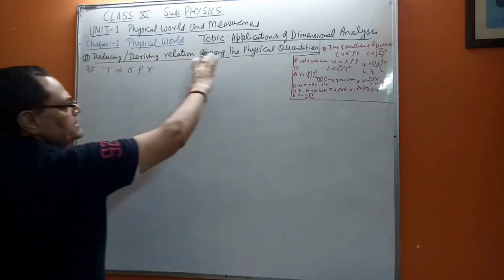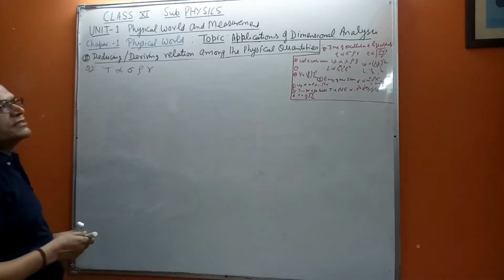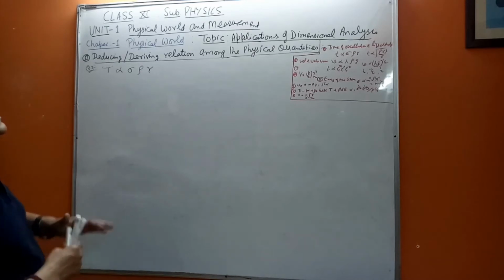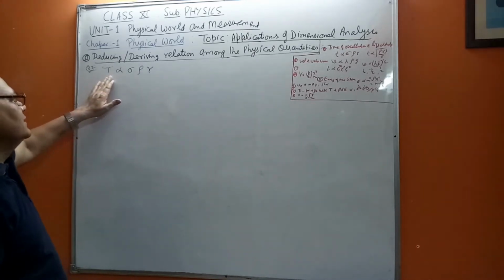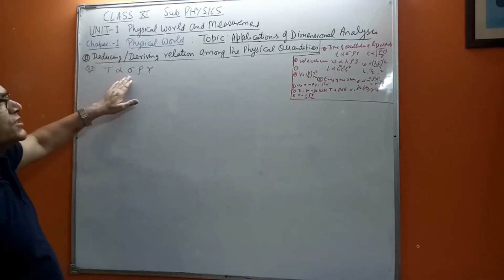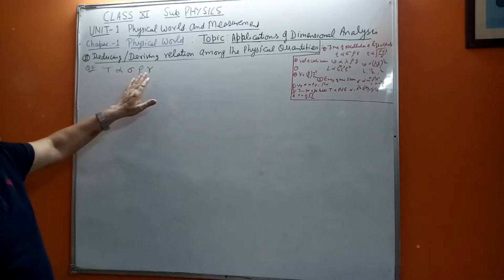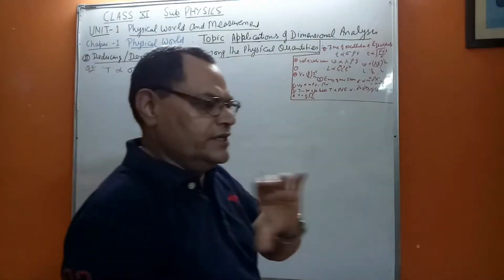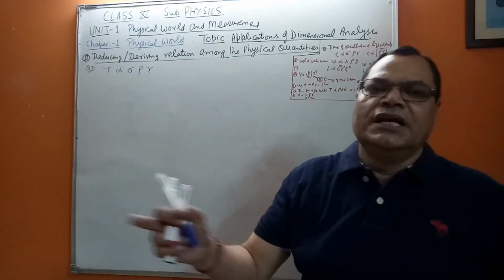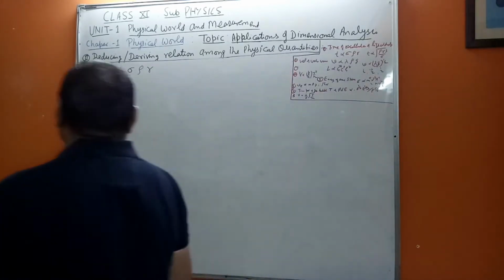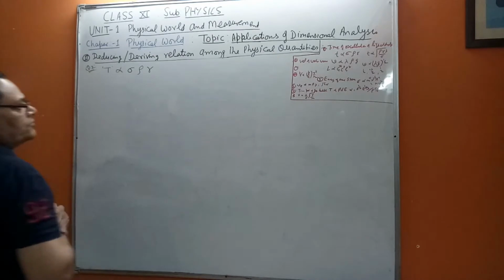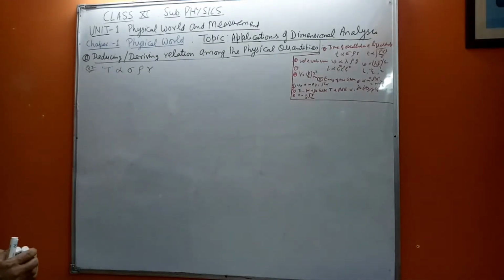There is a language actually, but I have not written it, I am just simply stating: the time of oscillation of a liquid drop T depends on the surface tension of the liquid and the density of the liquid, and of course the radius of that tube or pipe in which the liquid drop is oscillating. So we have to derive a relation for the time of oscillation of the liquid drop.